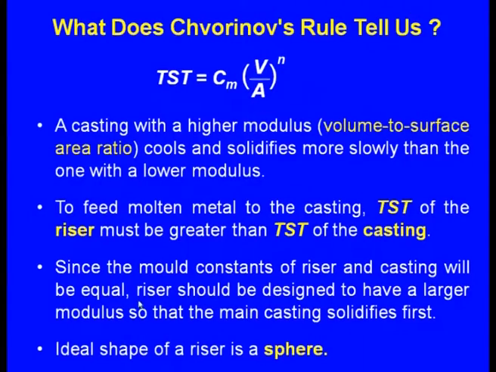If that is the case, what happens? Chvorinov's rule says that the riser should have the minimum surface area, then only will it have the larger modulus. Now, if we take a mass in different shapes, maybe a square prism, a triangular prism, a sphere and a cylinder, in all the cases the mass is the same. Which geometry has the least surface area? Sphere has got the least surface area.